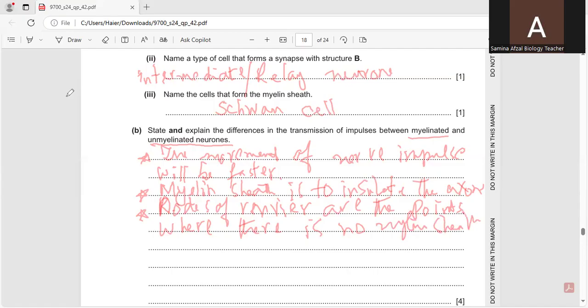So these are the gaps where there is no myelin sheath. So what happens over here? When an action potential arrives, it will jump from node to node, from node to node.